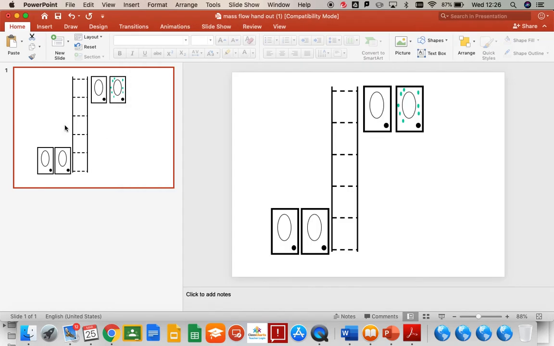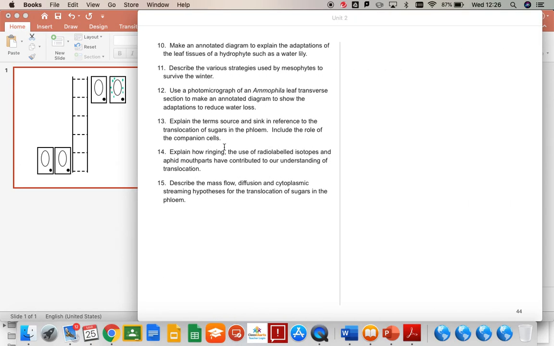Right, so what I want you to do today, I want you to annotate a diagram of this showing how sugars are loaded at the source, removed at the sink, build up a hydrostatic pressure and cause the flow down like that. And then it's just the tasks in the iBook here, so 13, 14 and 15. So explain source and sink, and so yeah, a written description of this, talk about the evidence, and here's some other ones for you to look up as well, so diffusion and cytoplasmic streaming. See if you can evaluate those as well.